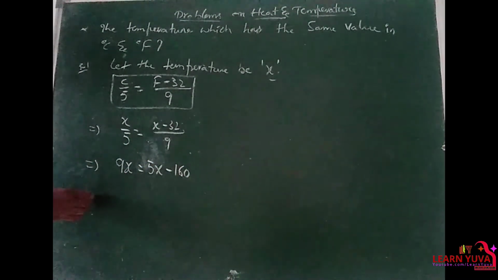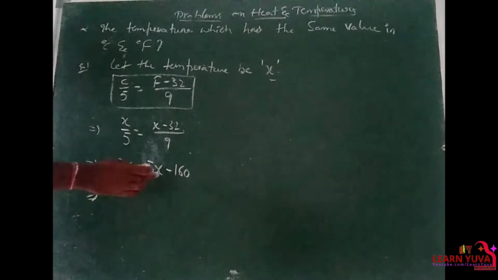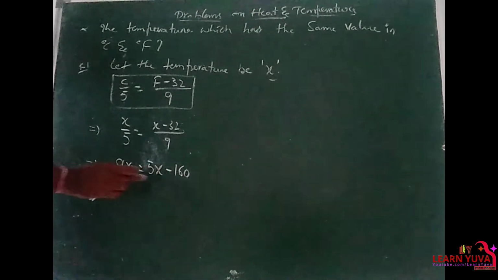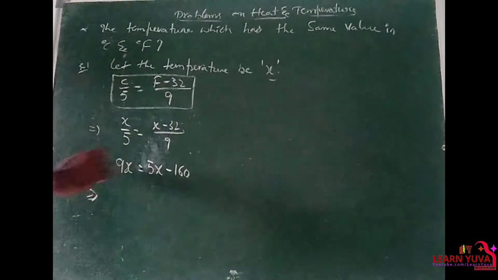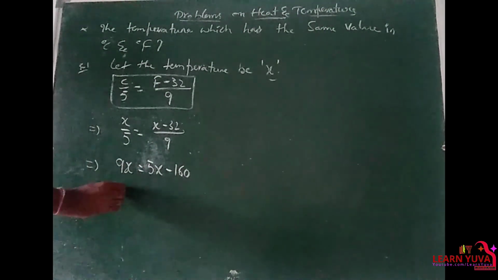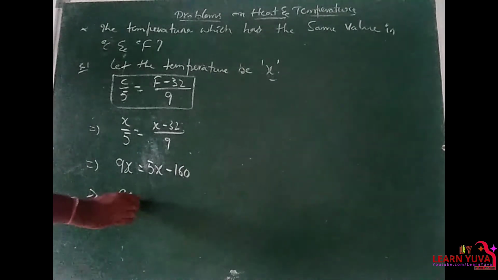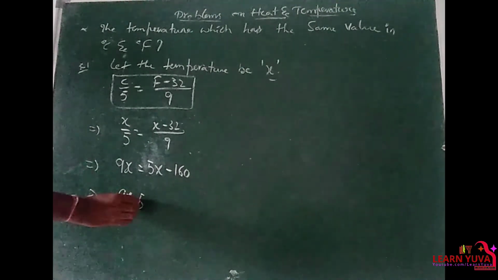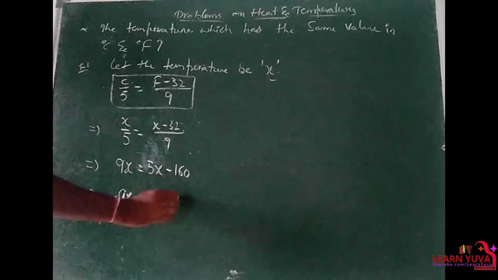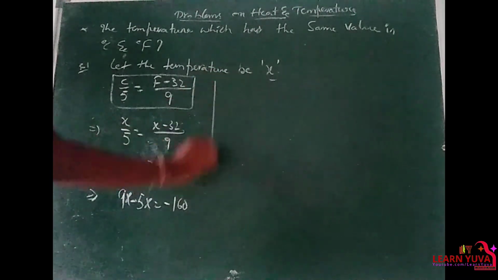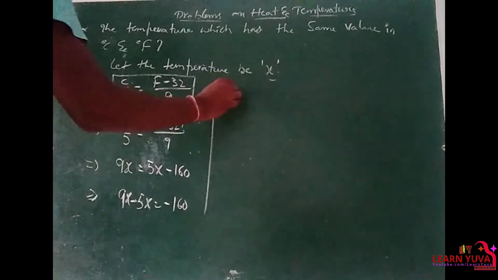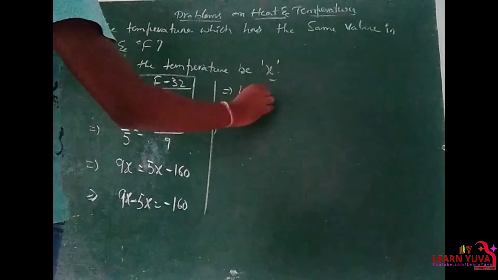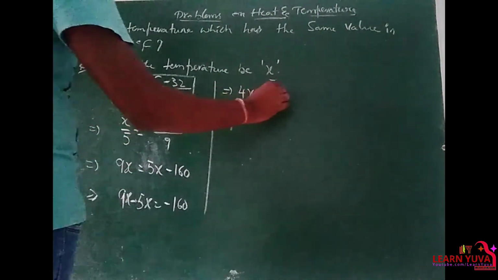Here, that implies it is minus 160, and write all the x values on the same side. So it is plus 5x. If we send this to the left hand side, that becomes minus 5x. So 9x minus 5x is equal to minus 160. Clear? 9x minus 5x is 4x. That implies 4x is equal to minus 160.